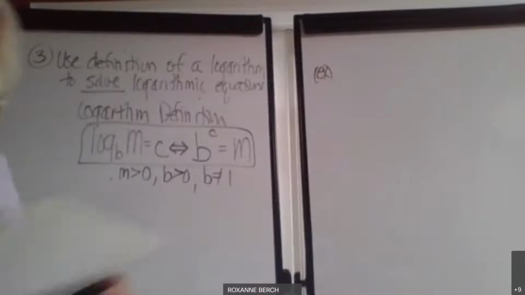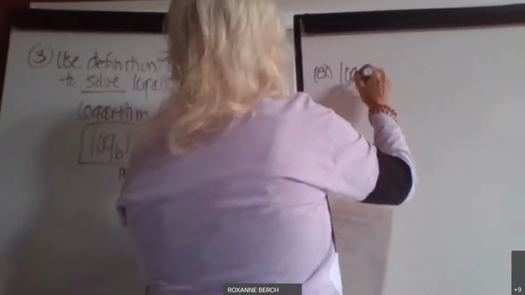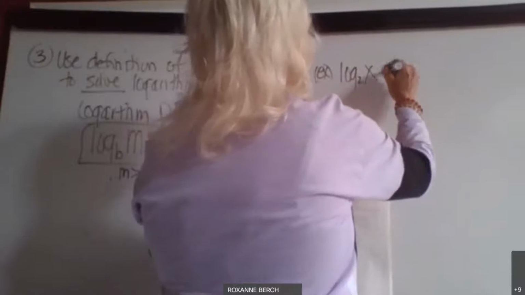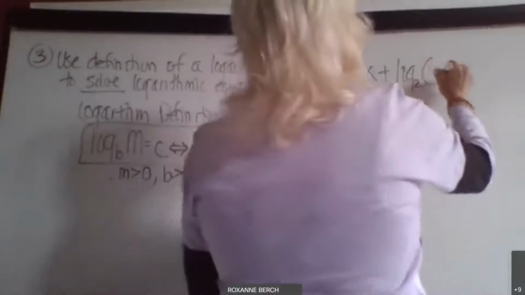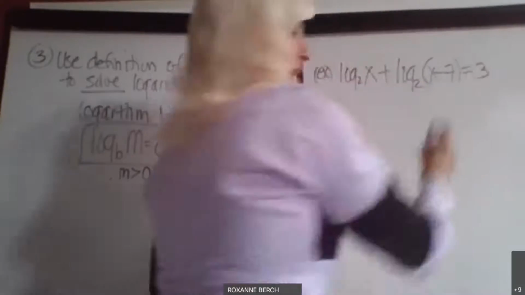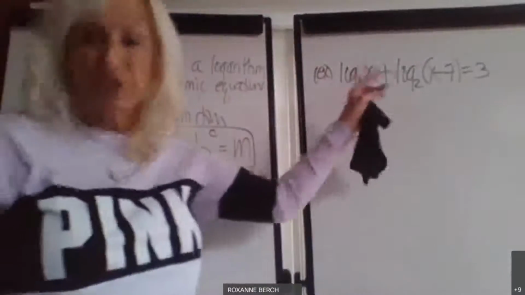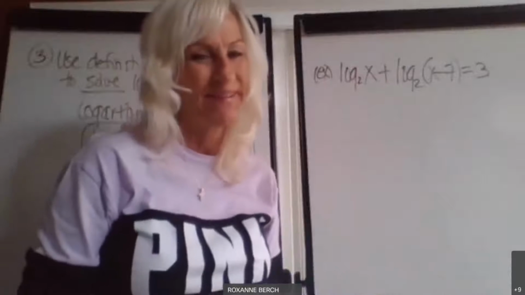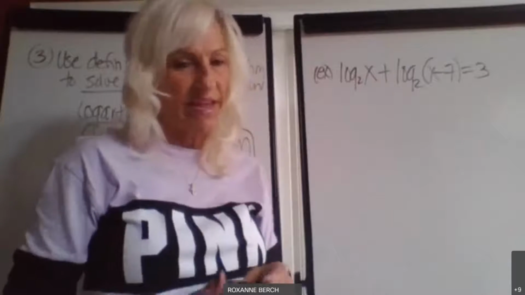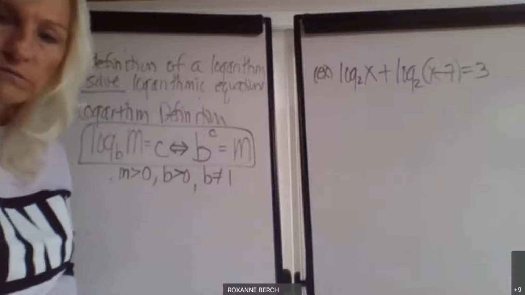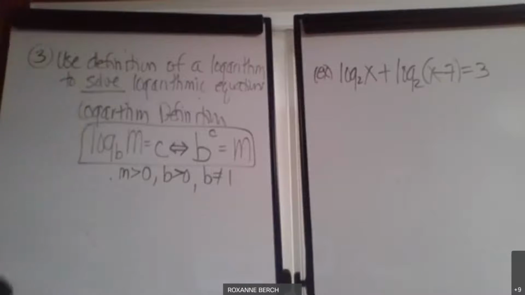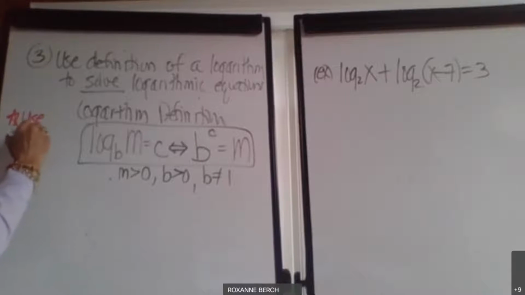All right, check this one out. Log base 2 of x plus log base 2 of x minus 7 equals 3. Now, just to let you know, at the end, we're going to have to check both the logs and make sure we don't make them negative. So don't forget to check at the end. Okay, but now we can't use this. We don't have one log. Use this when you have one log, right?